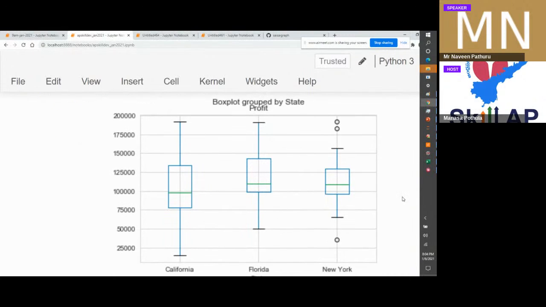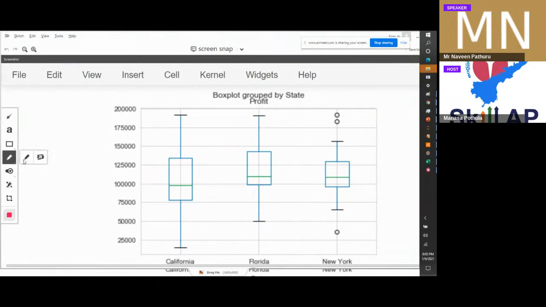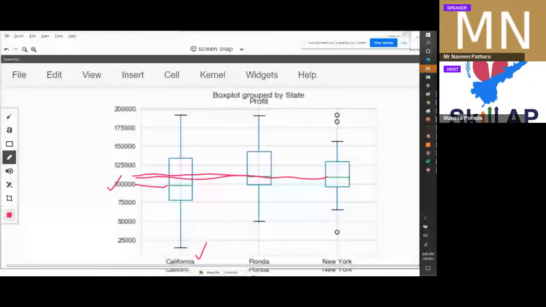Now let's try to understand what a box plot is, guys. We may have briefly discussed this one. What is the box plot telling you? The first thing it tells you is the green line in the middle. That is the mean, or more precisely the median. This is indicating that Californian-based companies, on average, are making a profit of $100,000. If you're based in Florida, you're probably close to $110,000. If you're based in New York, your average profit is also close to $110,000. In other words, whether you're based in California, Florida, or New York, there is not a lot of difference.